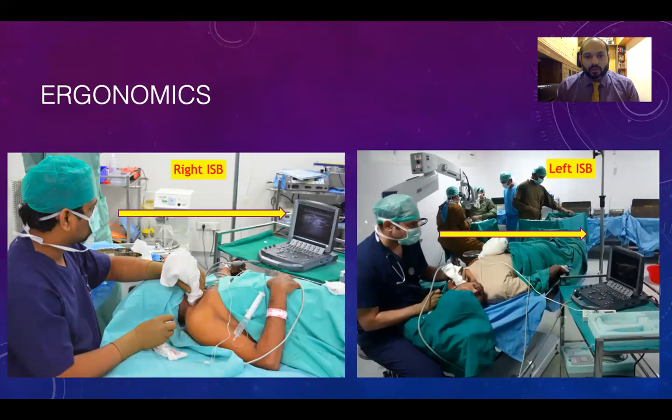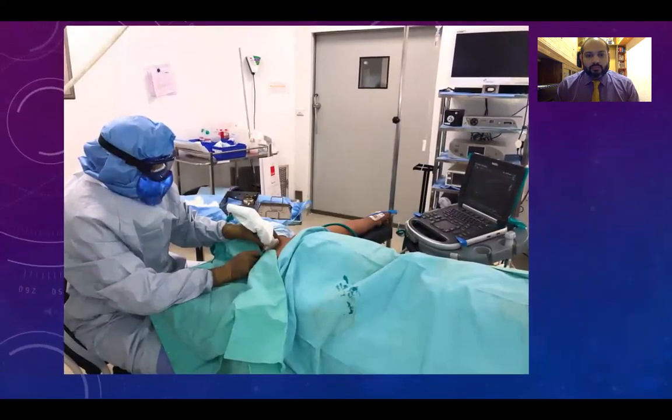This interscalene block can be given either in supine position or in semi-sitting position or in lateral decubitus position, whichever is convenient to the performer and the patient as well. Needless to say, this is the new normal. One has to follow the universal precautions and guidelines and institutional protocols, as you are very close to the airway while performing these procedures.